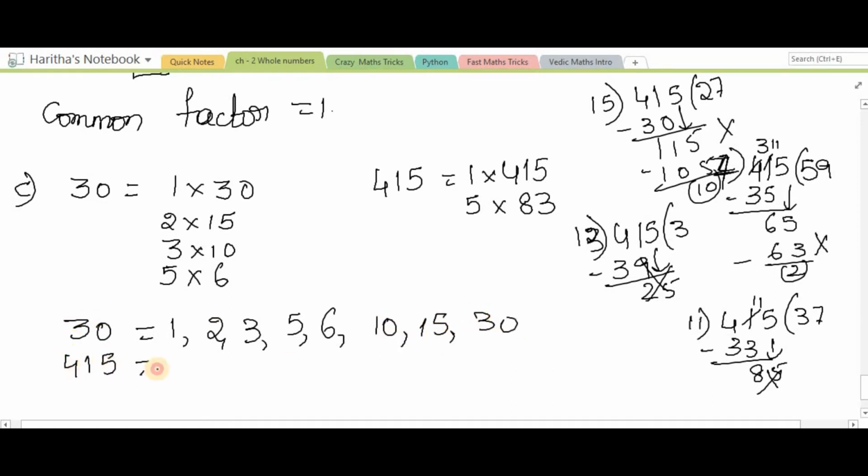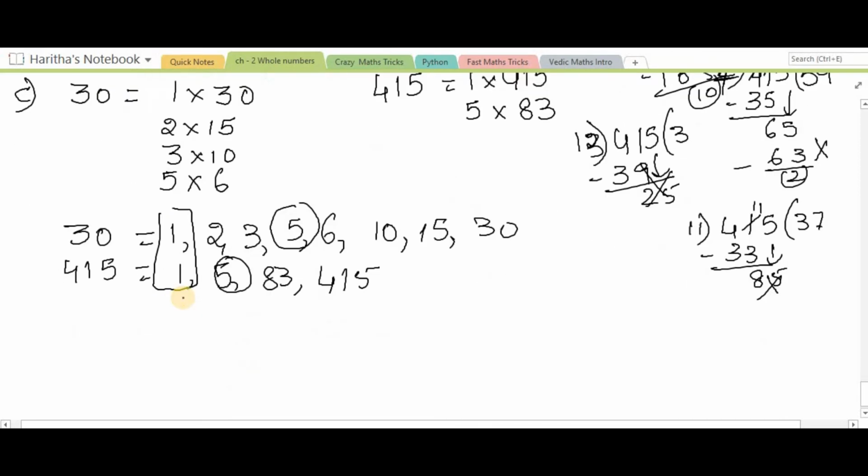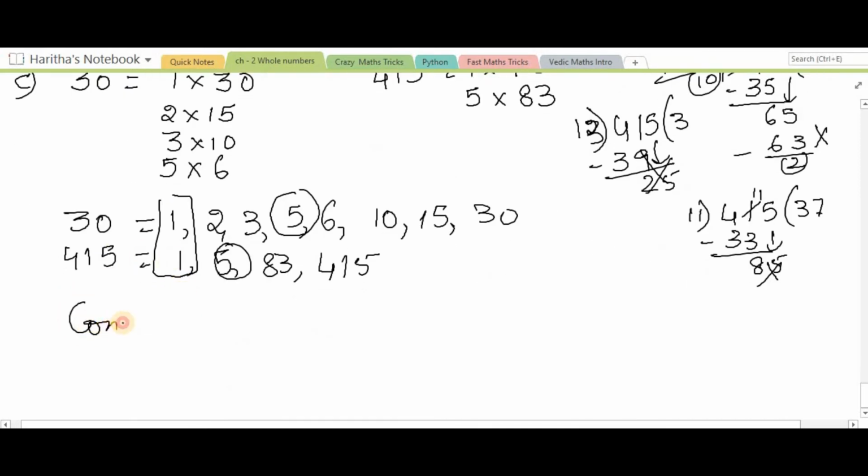Now in the same way, 415: 1, 5, 83, 415. So here the common factors are not only one, one more common factor is also there. So that is the reason these two are not co-primes.